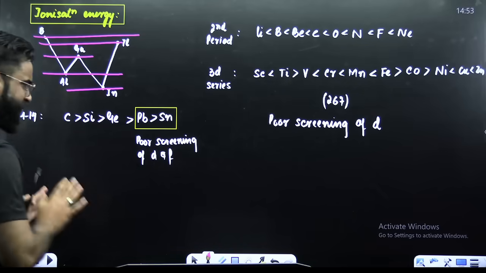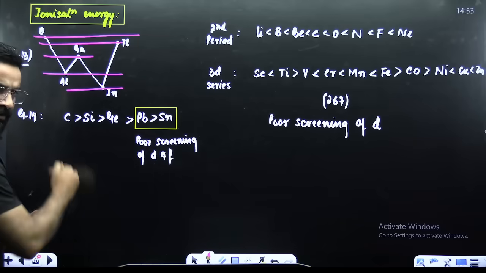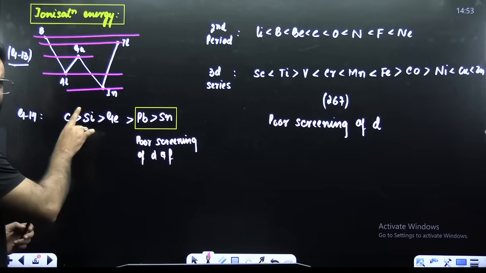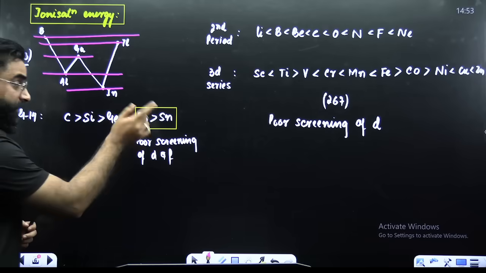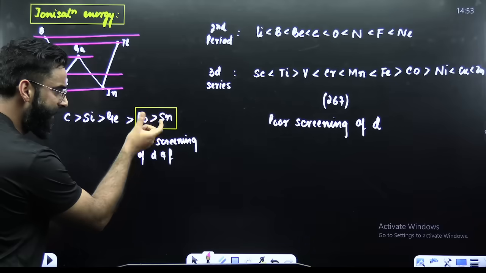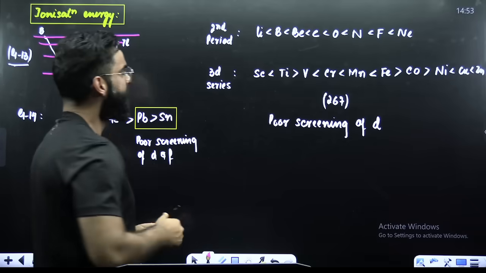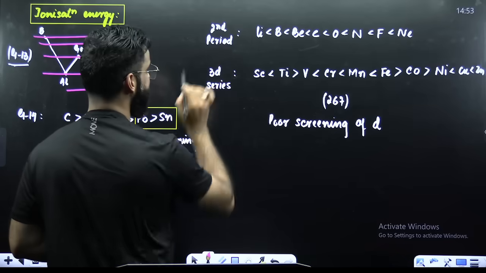Group 14. Generally, when you move down the group, ionization energy decreases, right? So carbon has the maximum, followed by silicon, followed by germanium. So tin should come, then lead should come. But over here, it is again interchanging because of the poor screening of d and f. Perfect.